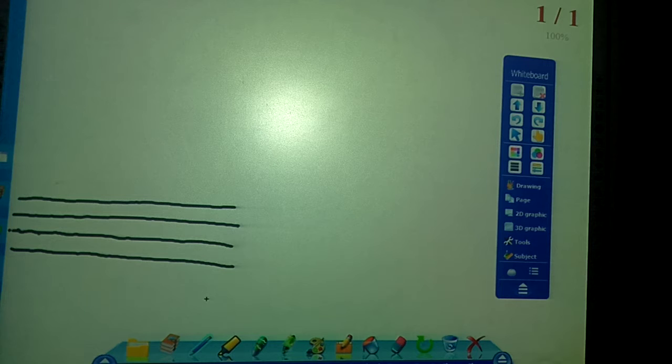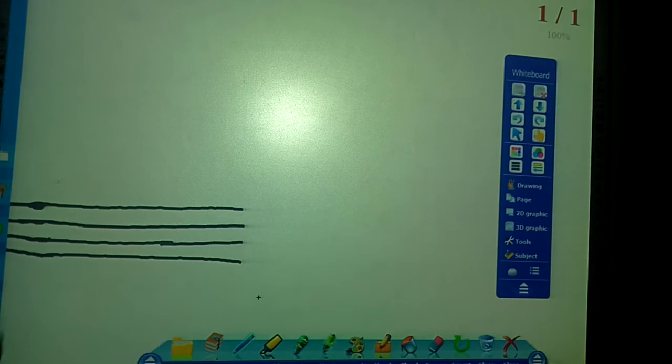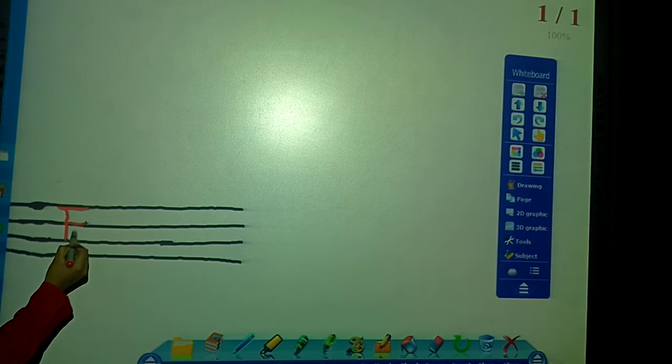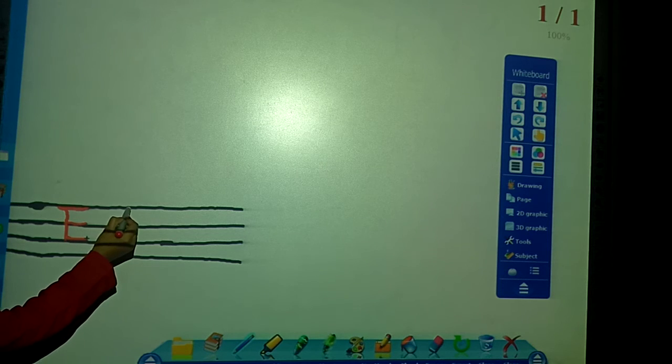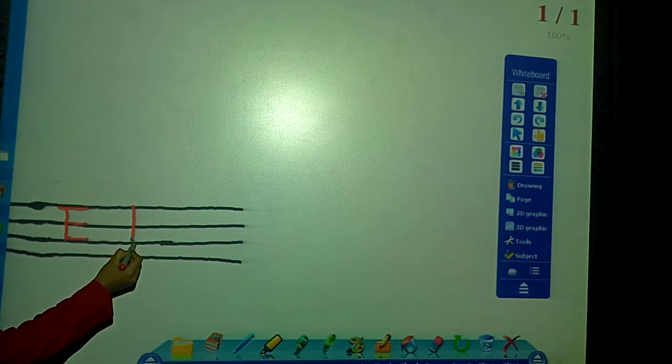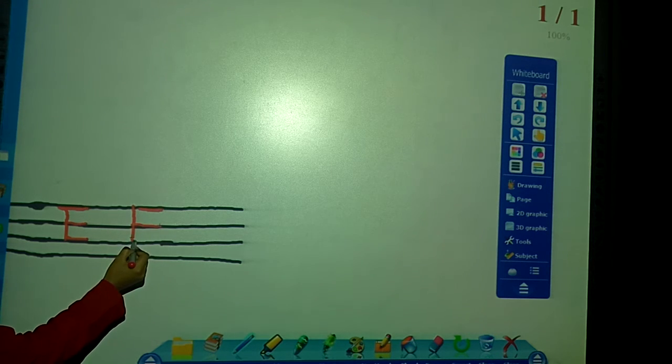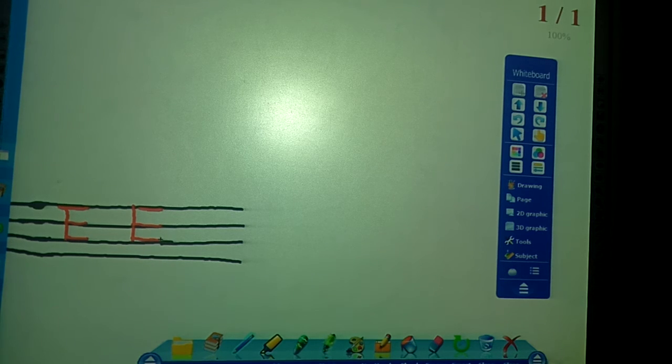Now we will write E on these 3 lines. Firstly, we will draw a straight line and then we will draw 3 lines to make E. Once again, make a straight line and then 3 small lines to make E. Once again, draw a straight line and then make 3 small lines like this. So it will become E.